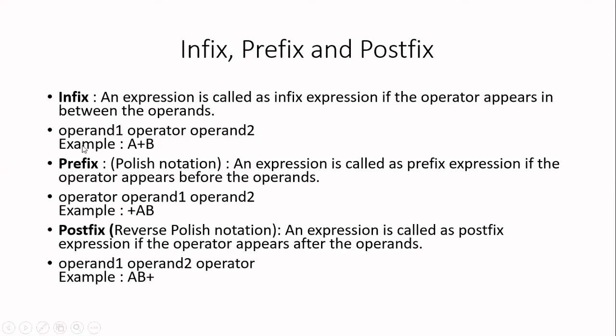The second category is prefix. This prefix is also known as Polish notation. Okay, so in case of a prefix expression, your operator will come before the operands. Pre means before. So the operator will come before the operands. So if you see here, we have the operator first, then operand 1 and then operand 2. Since we focus on binary operators, I am writing operand 1 and then operand 2 only.